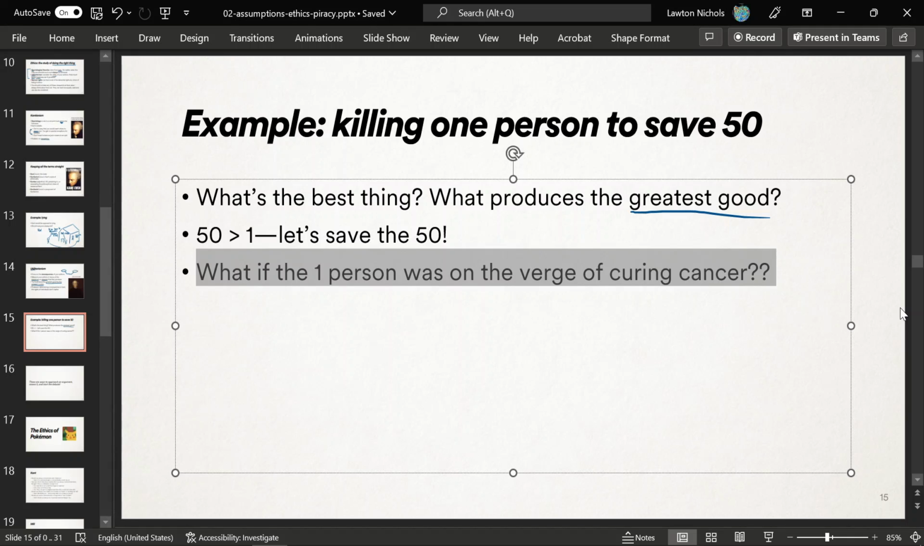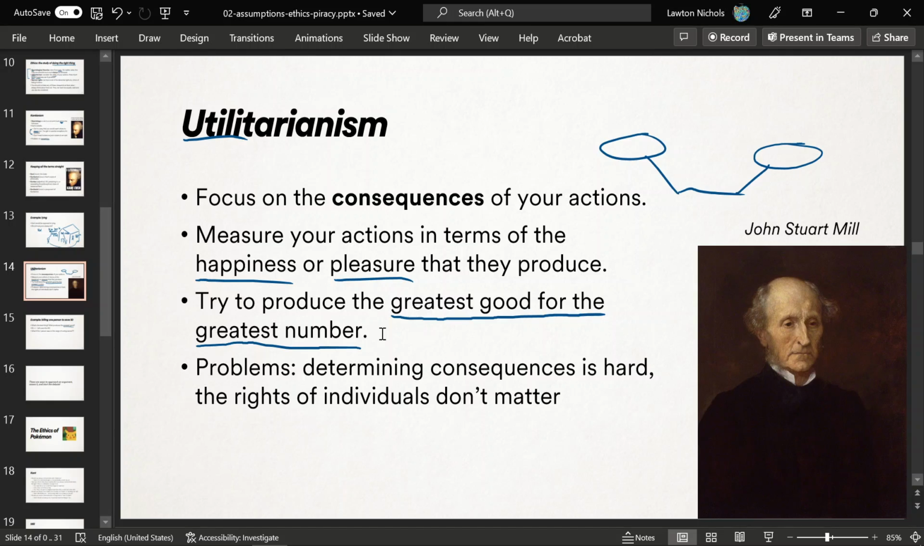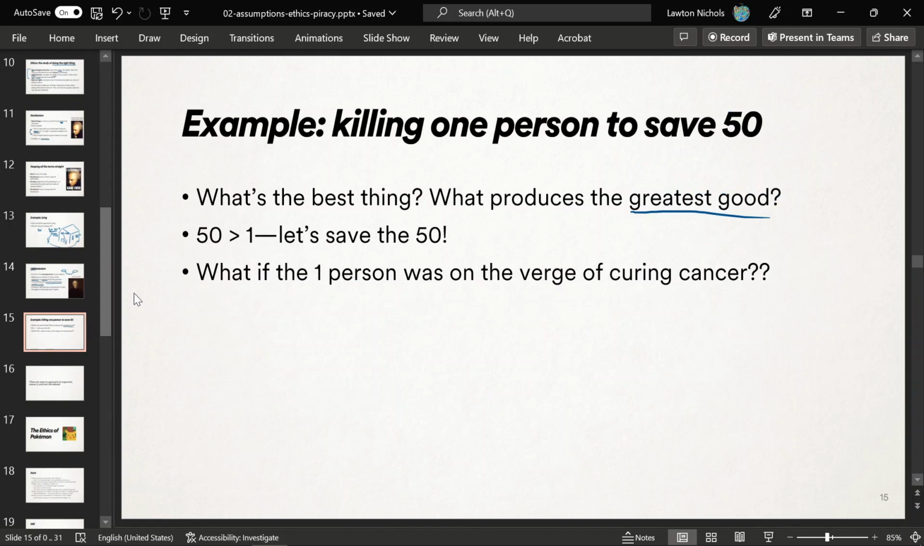That would save billions of people over time, right? So then maybe we should kill the 50. You see how that works? You have to think about these things. You have to think about all the possibilities. You want to produce the greatest good for the greatest number, however you can. Okay? That's the goal. Any questions about this example?